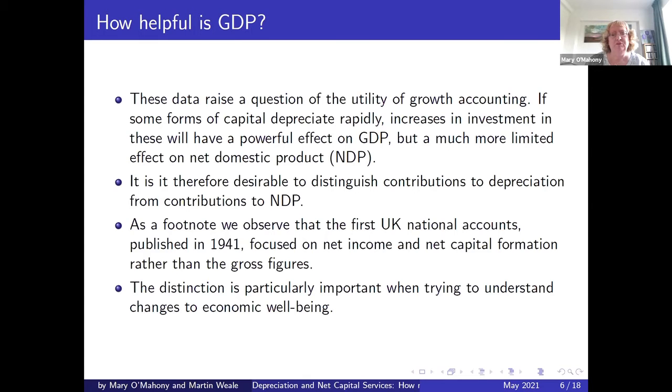A footnote that Martin put in, and he knows more about the history of national accounting than I do, suggests that the first UK national accounts, published in the early 1940s, focused on this measure of net income and net capital formation rather than the gross figures. At some stage, national accounts moved to the gross figures, but there is a question of why, and what kind of different picture you get if you focus on net income rather than gross income.